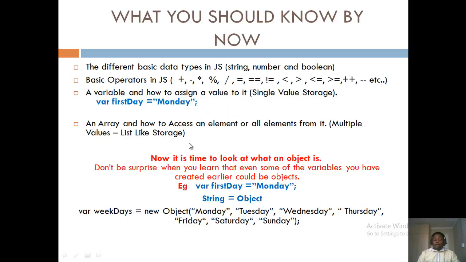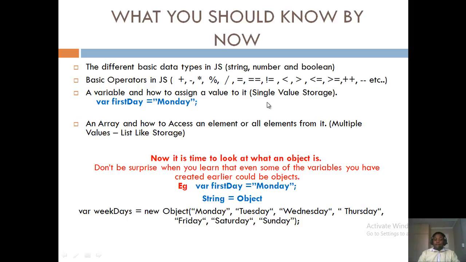So we also looked at arrays, and I'm sure by now you have the basic idea of how to create an array, whether you want to use the constructor or you want to use the square brackets. So you should be able to create your own arrays, and also to access one element out of the array, or use a loop to access everything inside the array.